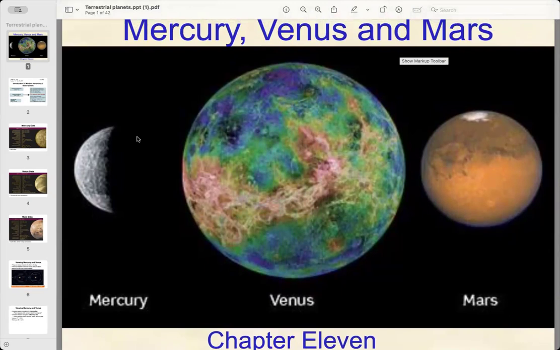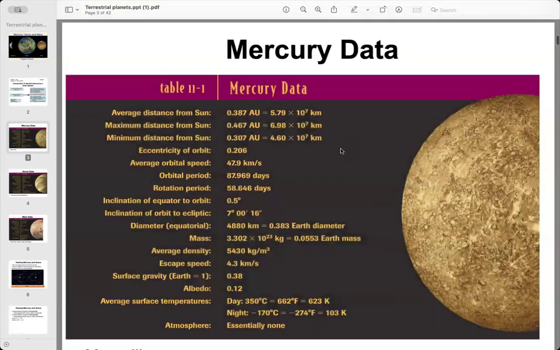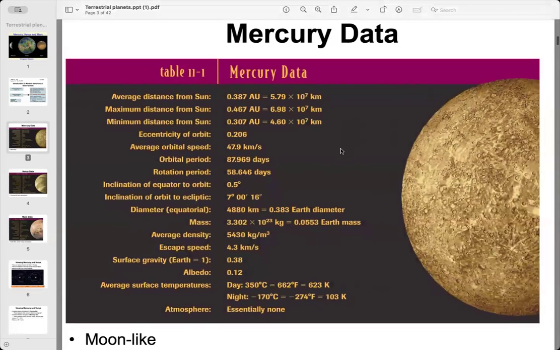Hello, students. Welcome to chapter 11 on terrestrial planets Mercury, Venus, and Mars. Mercury, Venus, Earth, and Mars are called terrestrial planets because these are all Earth-like. We have studied a separate chapter on the Earth, so here we'll only explore Mercury, Venus, and Mars. First, let's look at some of the data on the three planets.